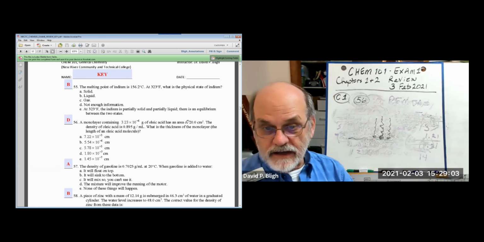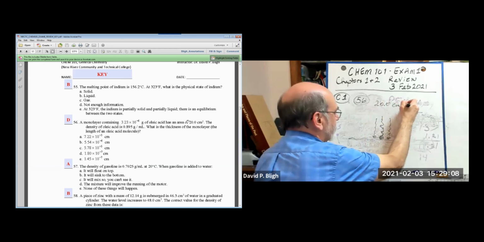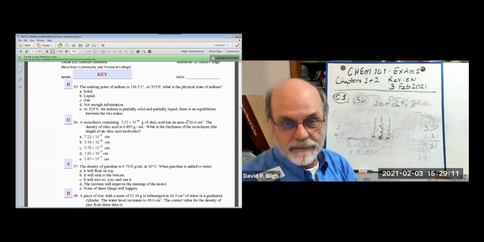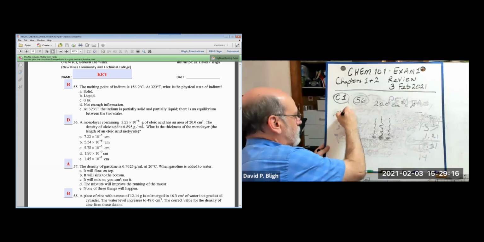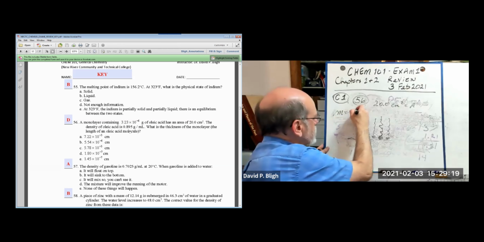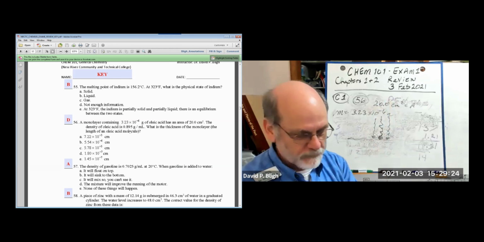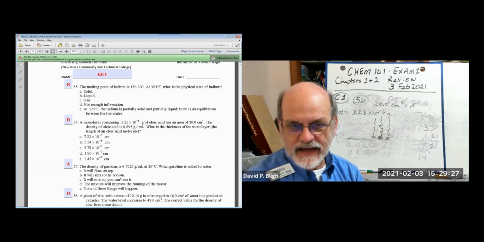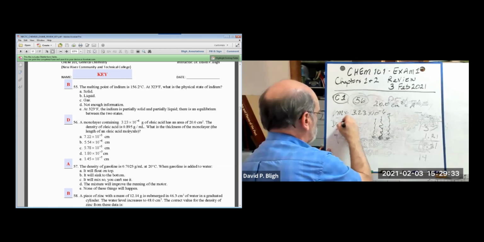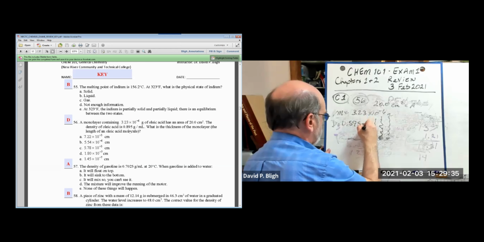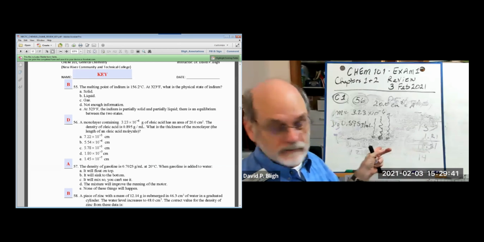We know the area is 20 square centimeters. We know the mass is this value, 3.23 times 10 to the minus 6 grams. And we know the density of oleic acid is 0.895 grams per milliliter. Okay. What's the question? How thick is that layer?